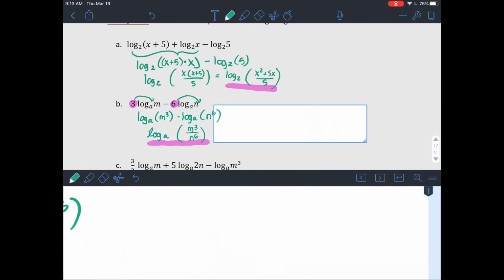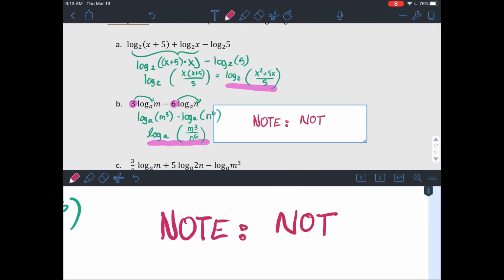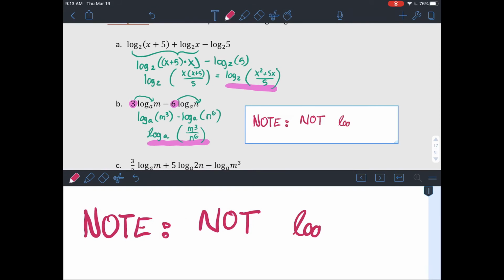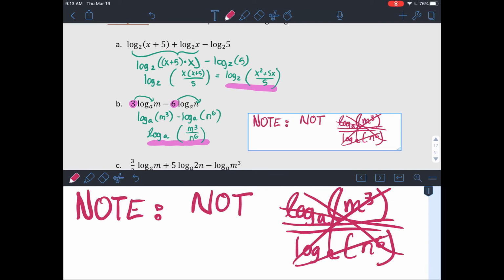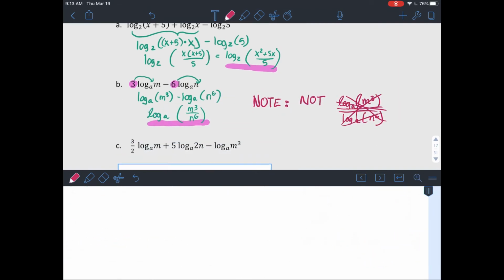Note, important notes, if you have division inside of a single logarithm, that is not the same thing as 2 separate logarithms being divided. What I have written and underlined in pink is what it should look like. It should not be 2 separate logarithms being divided. That's not how these work.